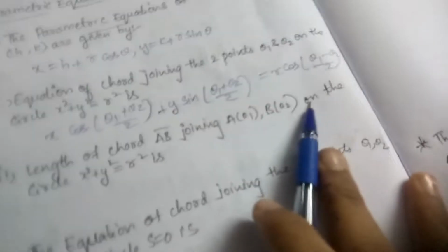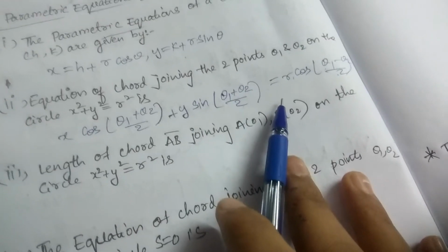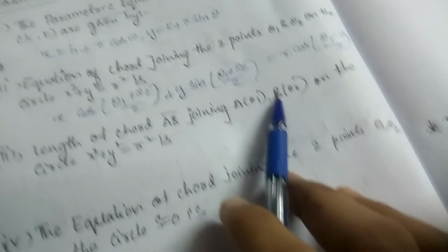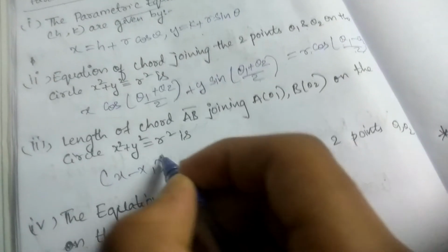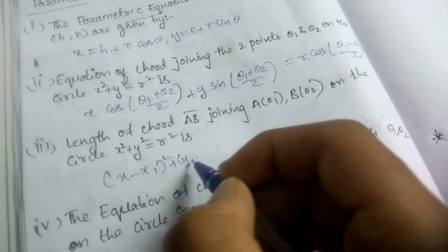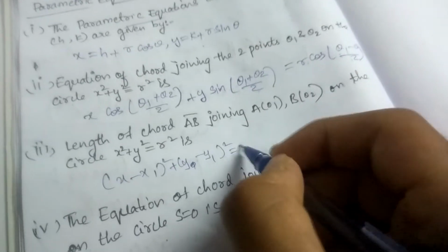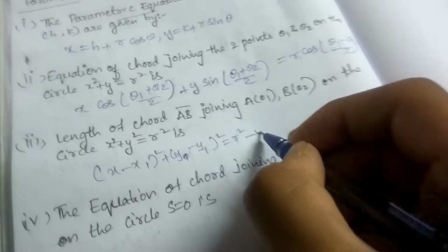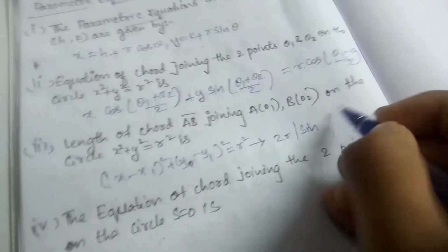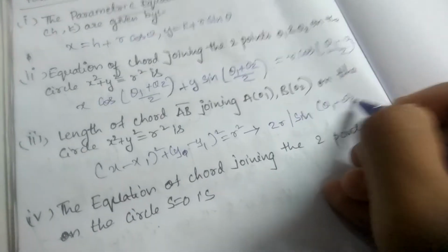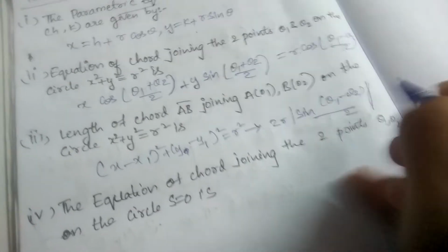And if we go to the third one, the length of chord AB joining A(theta 1) and B(theta 2) on the circle x squared plus y squared equals r squared, this can be written as (x - x1) whole squared plus (y - y1) whole squared equals r squared. Then the length is 2r times the modulus of sin((theta 1 - theta 2)/2). This is the length of chord AB joining A of theta 1 and B of theta 2. I said what theta 1 and theta 2 are.